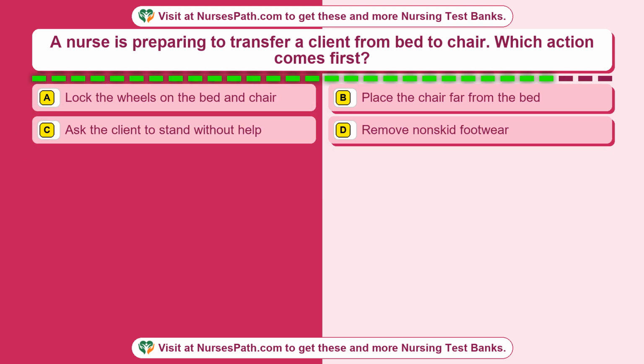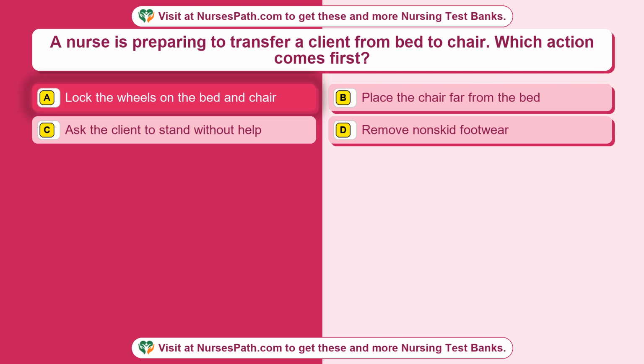Question 15. A nurse is preparing to transfer a client from bed to chair. Which action comes first? Option A, lock the wheels on the bed and chair. Option B, place the chair far from the bed. Option C, ask the client to stand without help. Option D, remove non-skid footwear. The correct answer is option A, lock the wheels on the bed and chair.